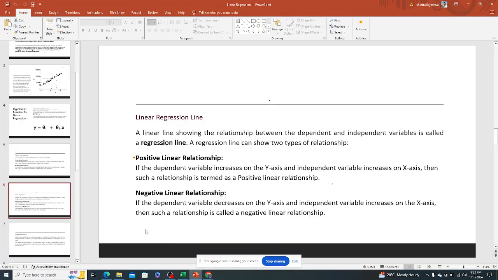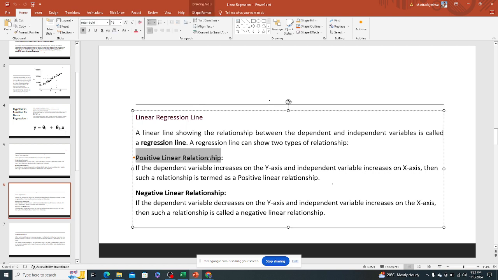Let's now go to linear regression. Linear regression can be of two types. It can be a positive linear regression and it can also be a negative linear regression.